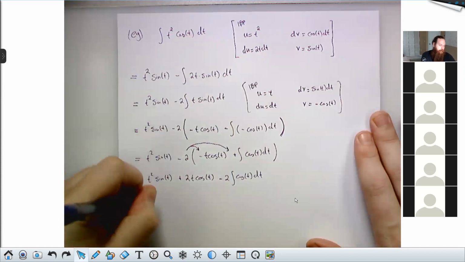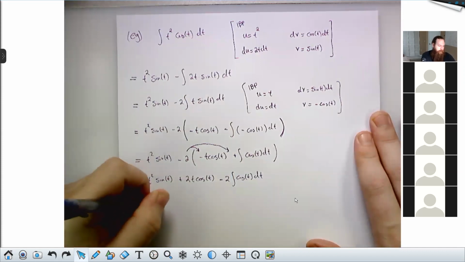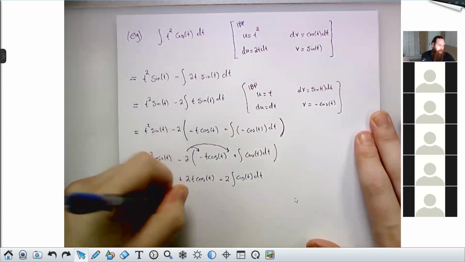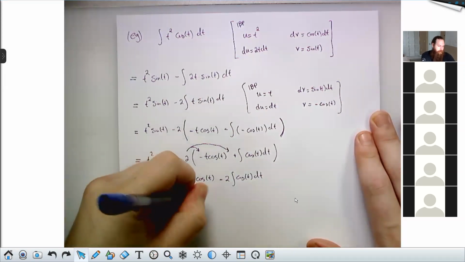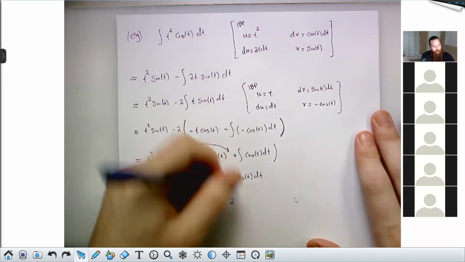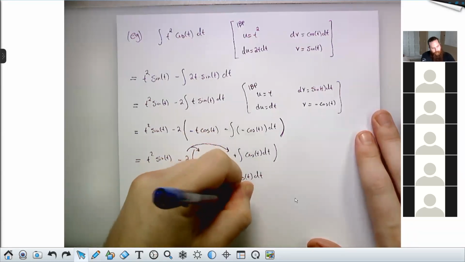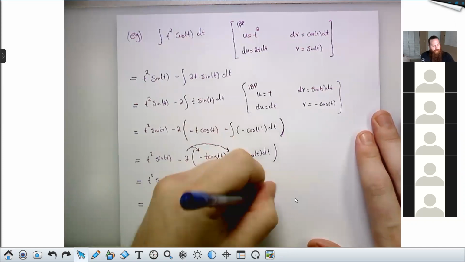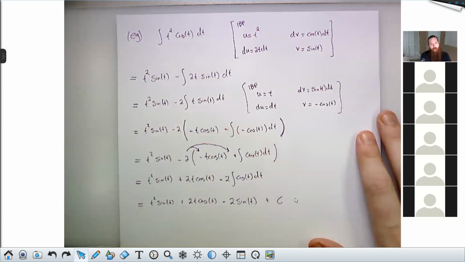So this is t squared sine t plus 2t cos t minus 2 times the integral of cos t. That's 2 times sine t. And then we slap on our plus C because we're done.